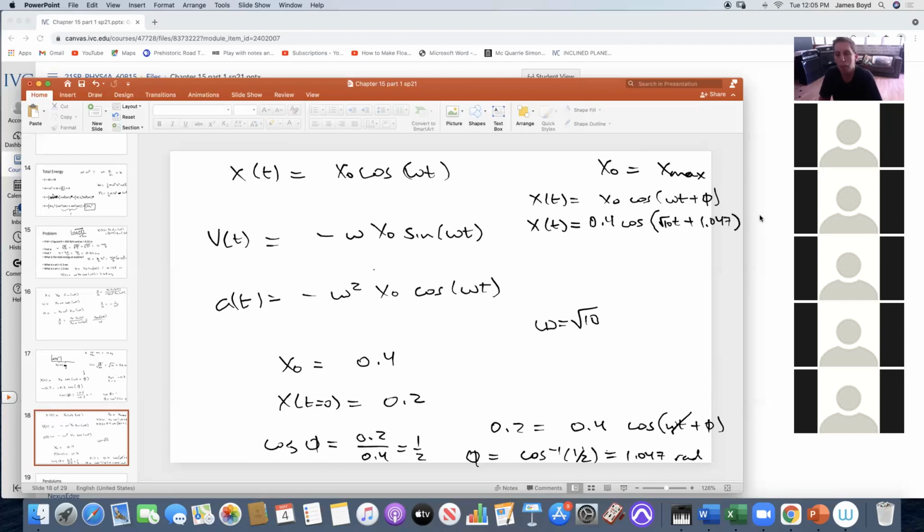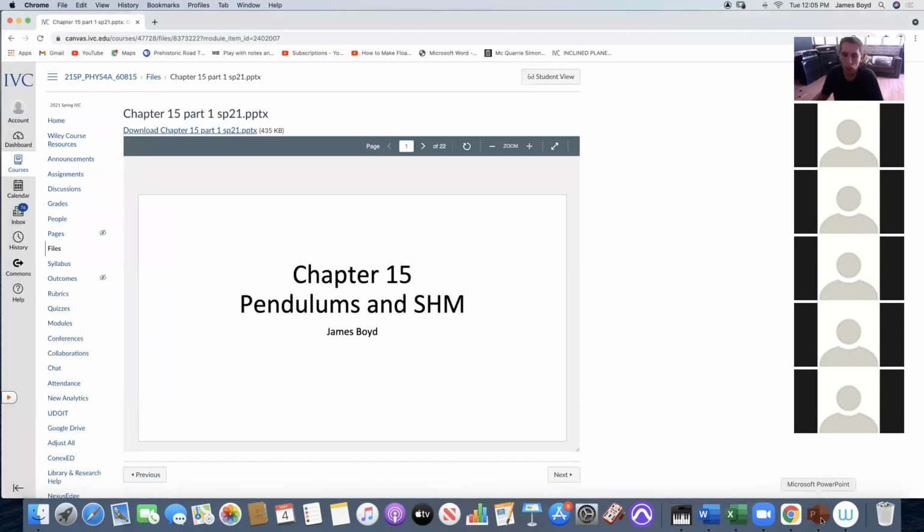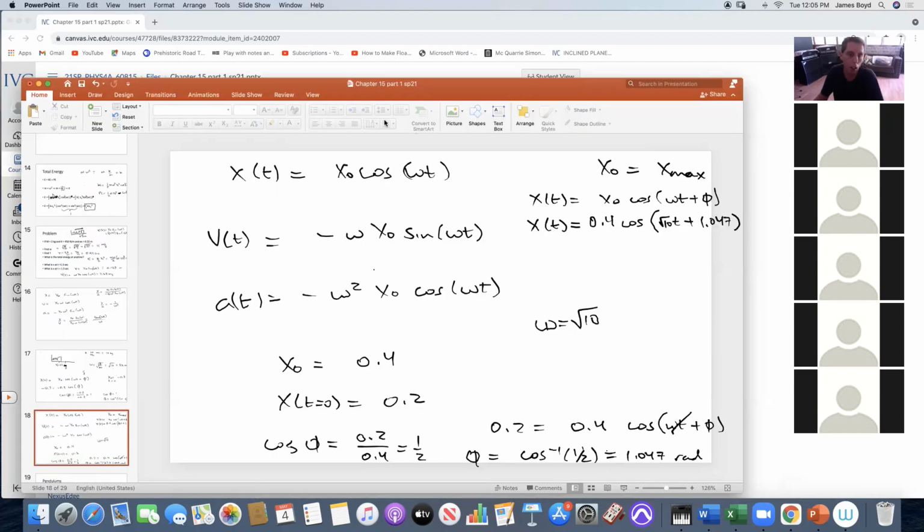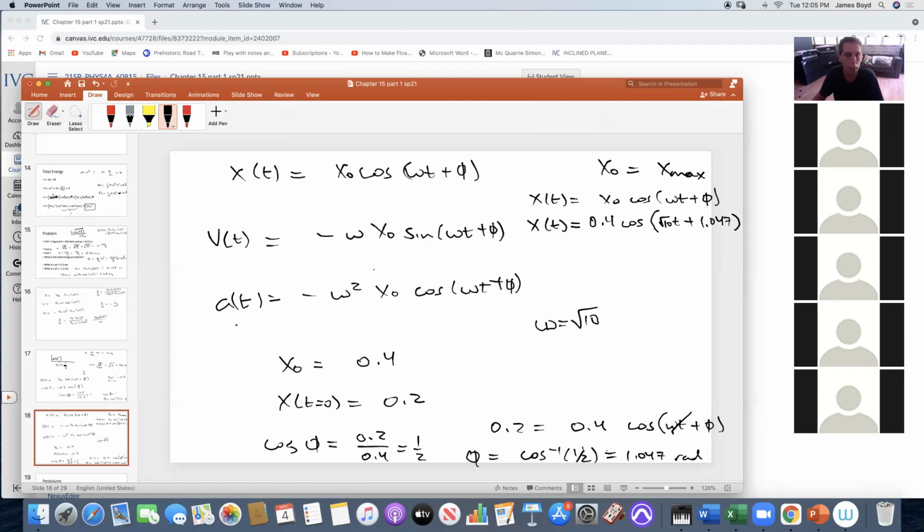Now, let's double check that. 0.4 times cosine of 1.047 gives us 0.2. And from there on, all of these should actually have this phase because it's actually there. I didn't want to talk about this so much today. We'll talk about it more next time. But because I managed to flip this to a sine, the nice thing is that it really doesn't matter whether you choose sine or cosine.